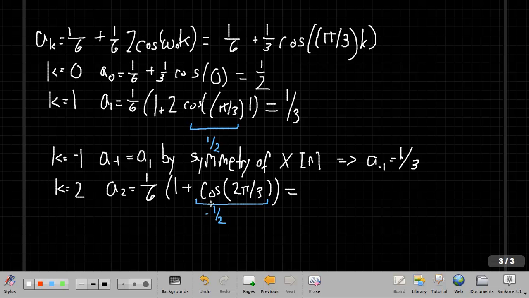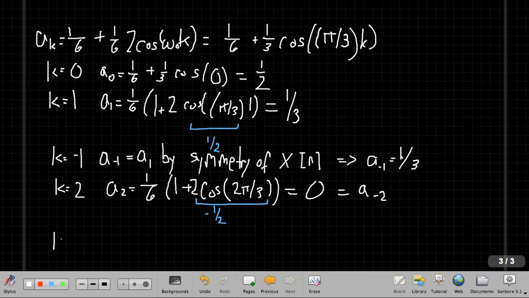I've got 1. Oh, what I lost in here was the 2. So it's 2 times the cosine of pi by 3, and then pi by 3 k, and k was 2. So that's this equation here, coming to here. If I have 1, and then the cosine is minus a half times 2, which is minus 1, so these two cancel out, and I just get a 0 here. And the same symmetry argument tells me this is also equal to a of minus 2, right? So when k equals 2 or minus 2, the Fourier coefficient is 0.